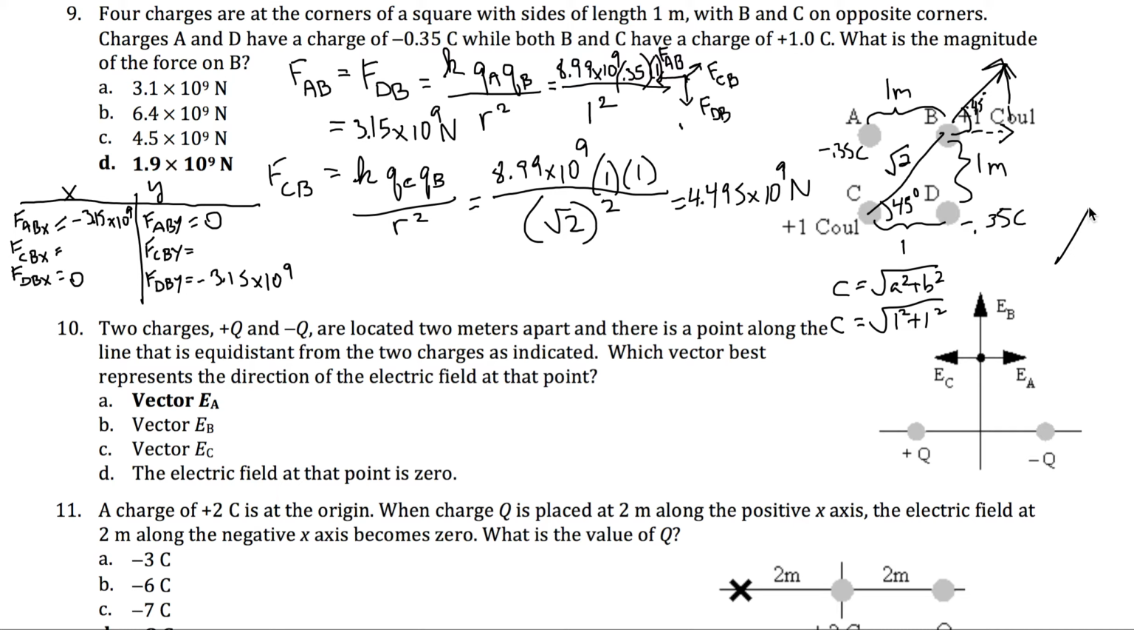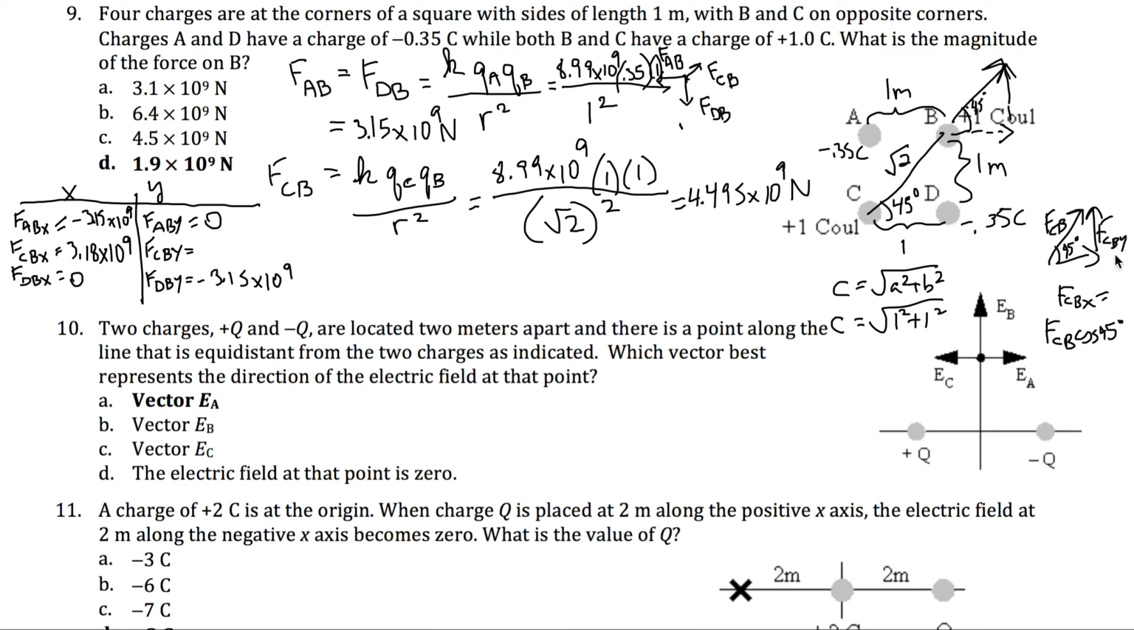So I'll just redraw CB over here. So if we're finding FCBX here and FCBY here, and we have an angle of 45 degrees here, and this is FCB over here, then FCBX would be adjacent to that angle, and it would be FCB times cosine of 45. FCBY would be opposite, so it would be FCB sine of 45 degrees. And luckily for our calculations, cosine of 45 and sine of 45 is the same number. So when I plugged in FCB cosine of 45, I got 3.18 times 10 to the 9. And it's positive because it's going to the right.